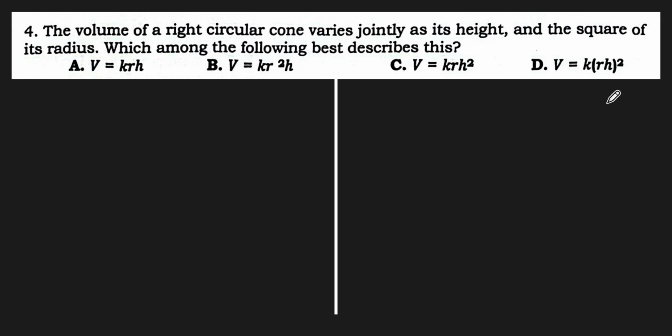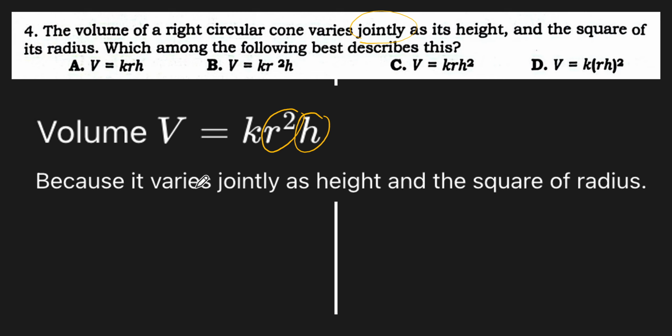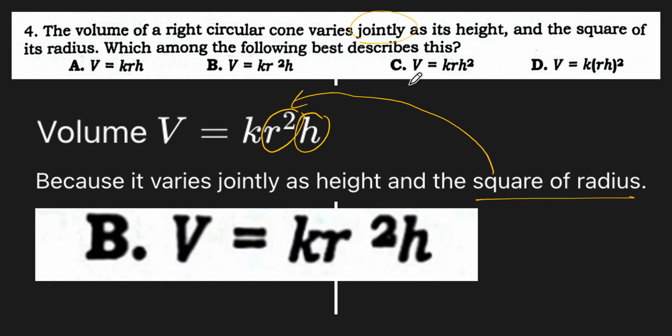So number 4, the volume of the right circular cone varies jointly as its height and the square of its radius. Which among the following best describes this? First, the volume we all know is equal to, since varies jointly, K times the square of the radius times H. Okay? So again, because it varies jointly as height and the square of radius, which represents this one, the answer would be letter B.